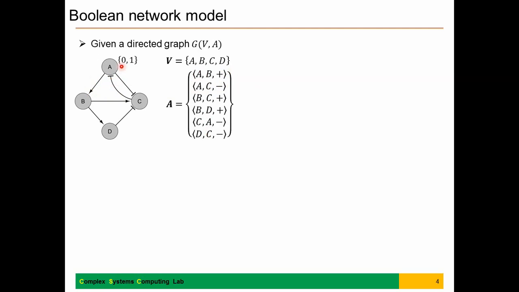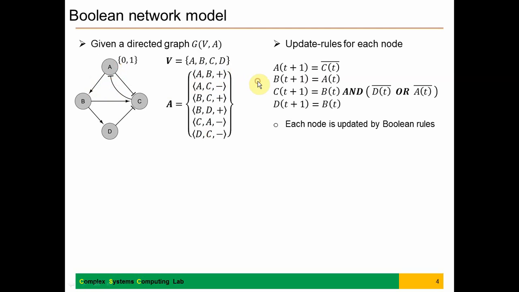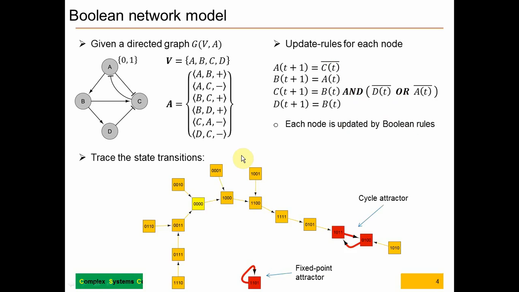Each node has a binary value, 0 or 1, and the value is updated time by time by a Boolean rule. For example, here we use the NOT logic, the AND logic and the OR logic. Since the values of the nodes change over time, we have a state transition, and we will find some loops in the state transition. There are two kinds of loop: the first is a cycle loop or cycle attractor, and the second is a fixed point loop or fixed point attractor.